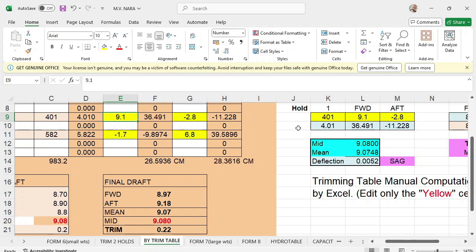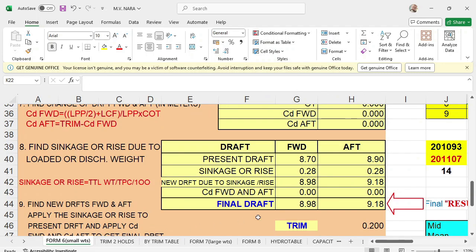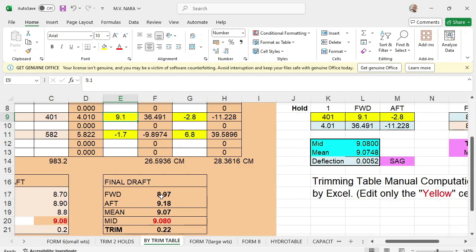Okay, we will adjust the drop because forward you have 8.97, aft is 9.18, mean is 9.07, or mid is okay 9.08, and your trim is 22 centimeters. So what should your drop forward be? Should be 8.98. So we make this 8.98.